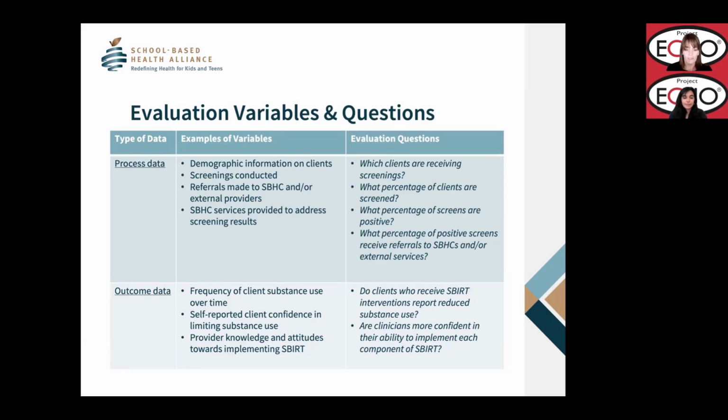Collecting the frequency of client substance use over time, as well as self-reported client confidence in their ability to limit their own substance use. And we also collected data on changes in provider knowledge and attitudes and confidence in implementing SBIRT. As this is a relatively new intervention in a lot of school-based health centers, we found this to be very important data to collect.